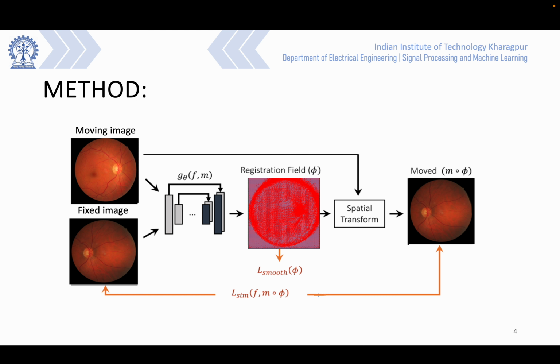Now I am going to give this registration block and my moving image to the spatial transform block. The output of the spatial transform block is a registered image, which is nothing but the moving image which is mapped to the fixed image.